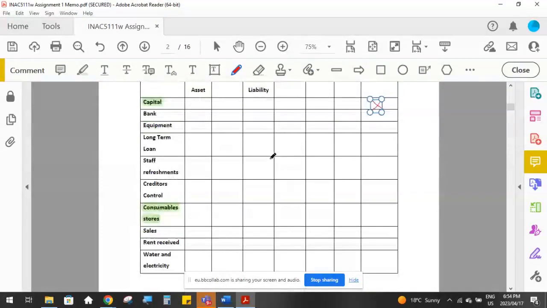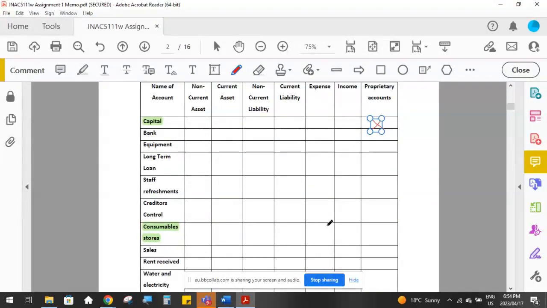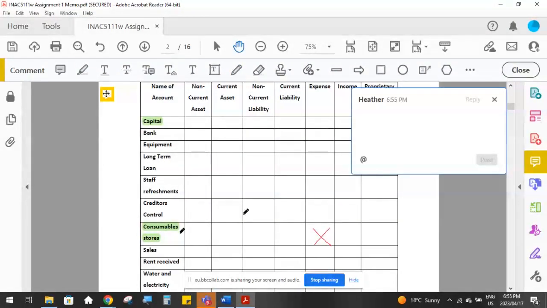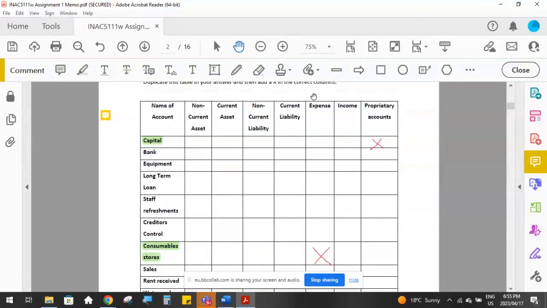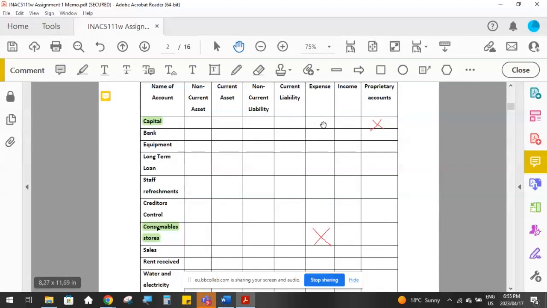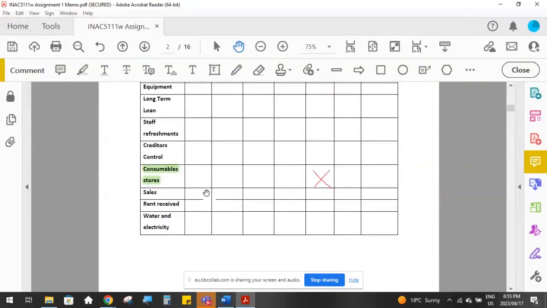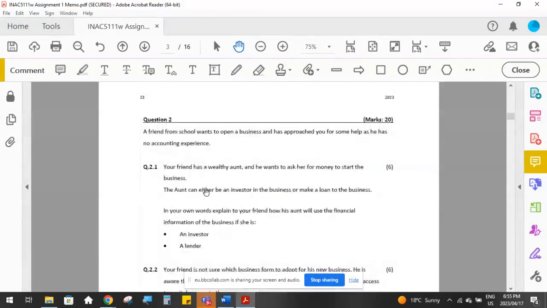Silly. A proprietary account, and your consumable stores, that you should have ticked expense. This consumable stores is debatable in that it can, at the end of a year, if you have got consumables on hand, convert to a current asset. But during the year, every time we purchase consumable stores, if we purchase consumables, we expense them. Okay, and really none of the rest of that was a problem for anybody.